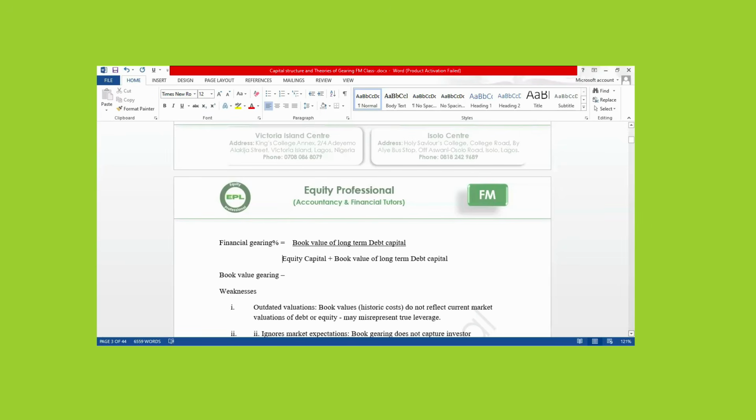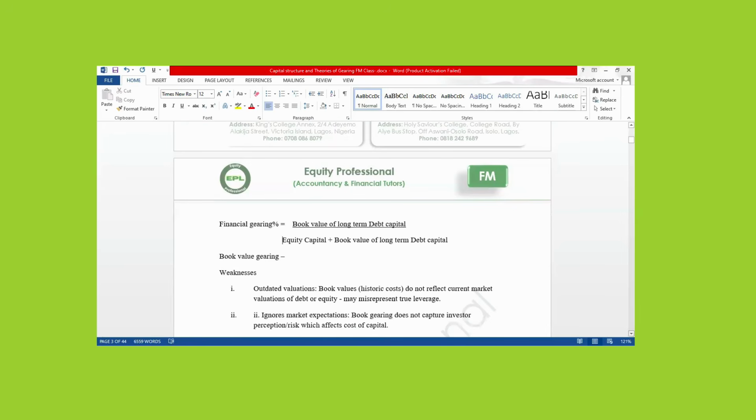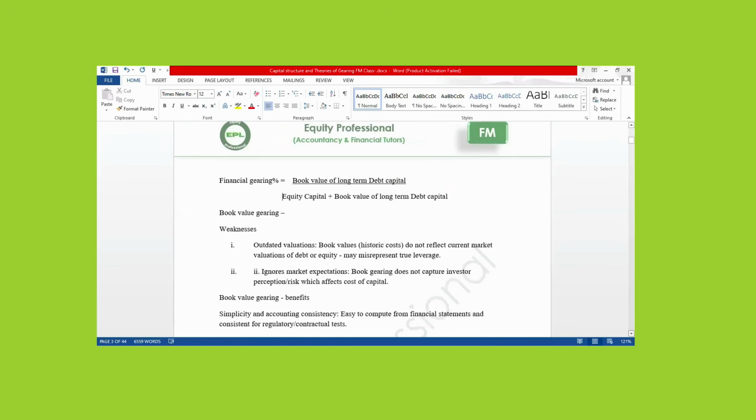Number 2 limitation. The book value approach ignores market expectation. Book value gearing does not capture investors' perception of risk, which affects cost of capital. These are the limitations of book value gearing.